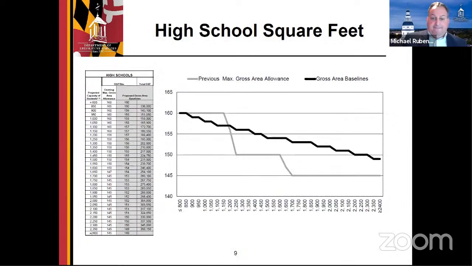Next slide. Here it's a little bit of a different picture. At the smaller sizes, the GABs support less square footage. At the larger sizes, they support more. Again, these amounts are generally not under dispute. The biggest issue really is the enrollment projections that are used to develop the GAB.